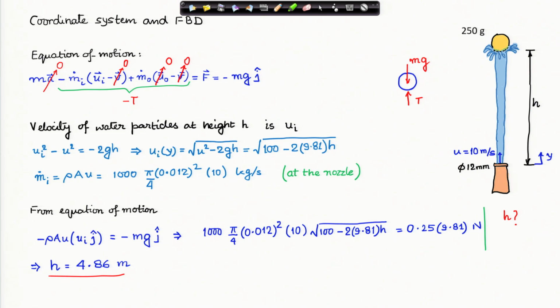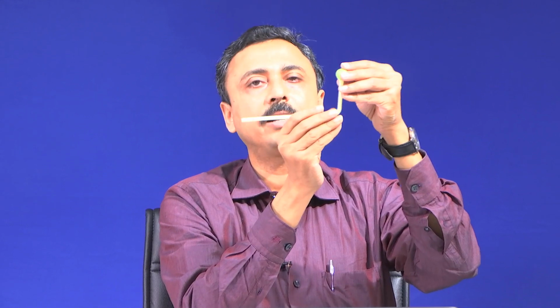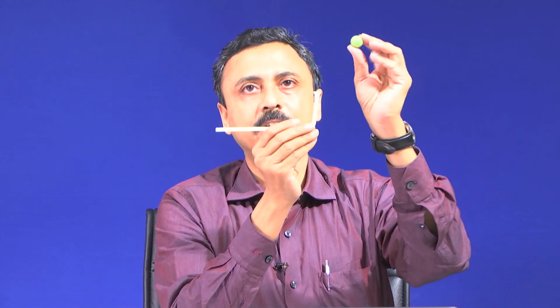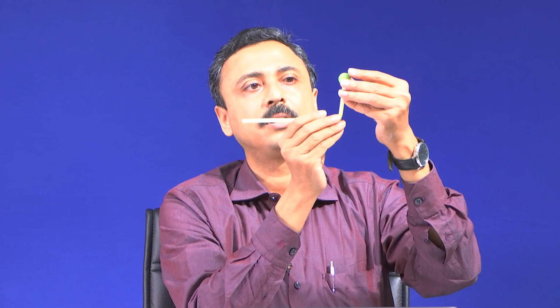Now, I am going to show this as an experiment. Here I have a straw, and here I have a little ball, and I have placed it on the straw, and I am now going to blow this and show you how this ball gets suspended. You can see that the ball hovers.